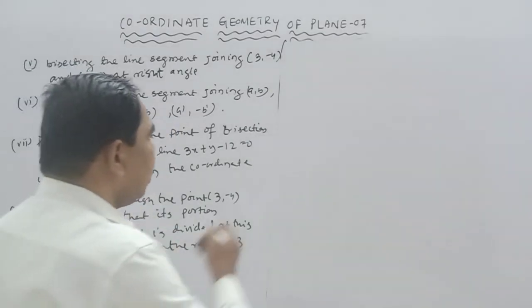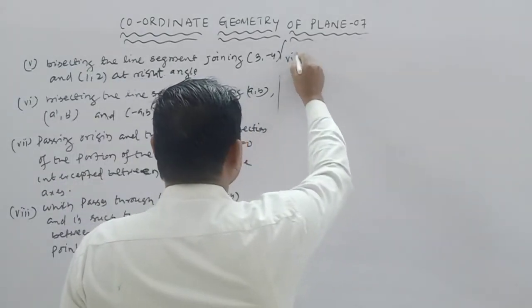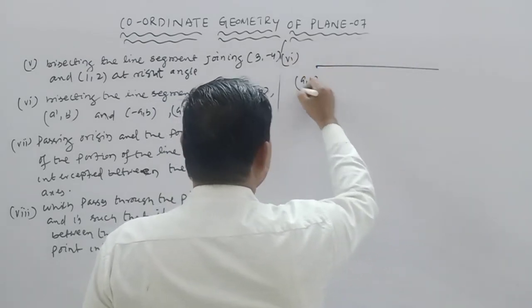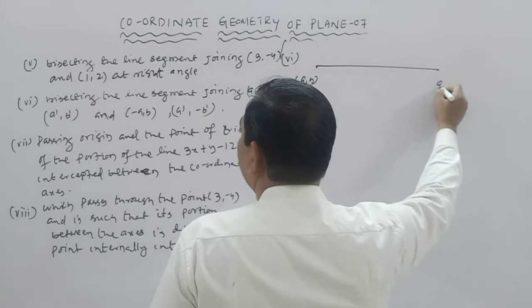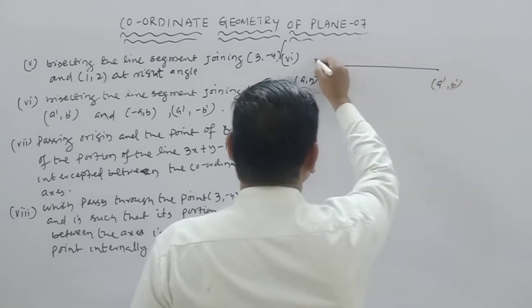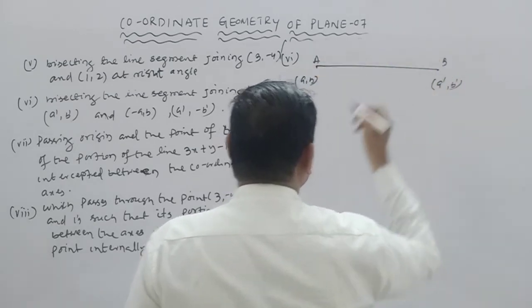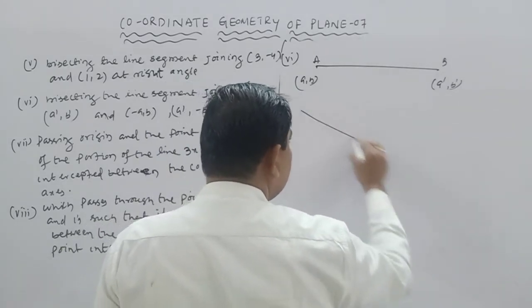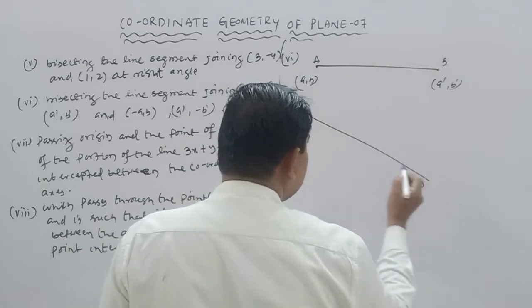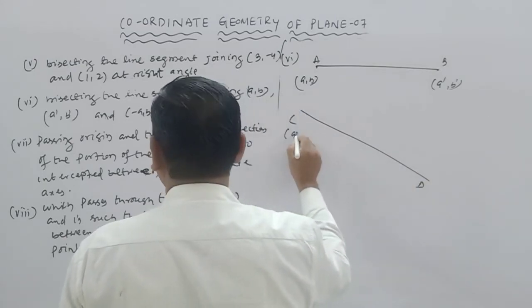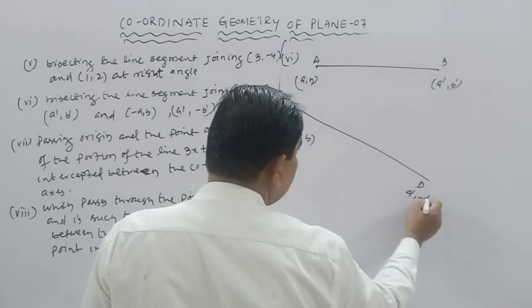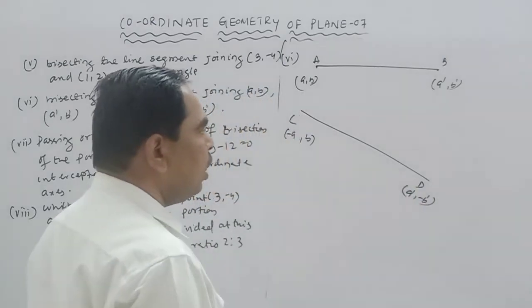Okay. Again, question number 6. This is the line joining A, B and A dash, B dash. This is the AB line. Similarly, this is another line, CD line, having coordinates minus A, B and A dash, minus B dash. Okay.